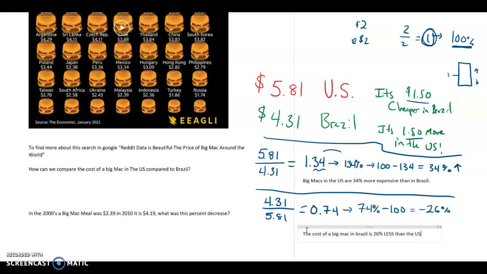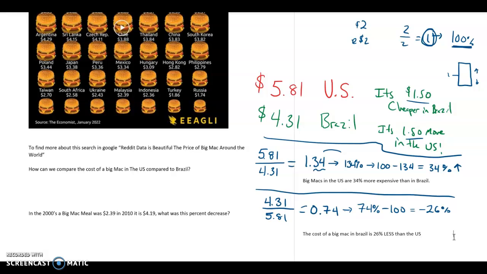It's interesting. These are not the same numbers. They look very different depending on which one we divide on the top or the bottom. But if we divide the larger one by the smaller one, we're going to get a % increase when we compare one to the other. When I do the smaller one divided by the larger one, we're going to say the cost of a Big Mac in Brazil is 26% less. Again, this is something that I don't think a lot of people realize or think about when we're comparing two values.